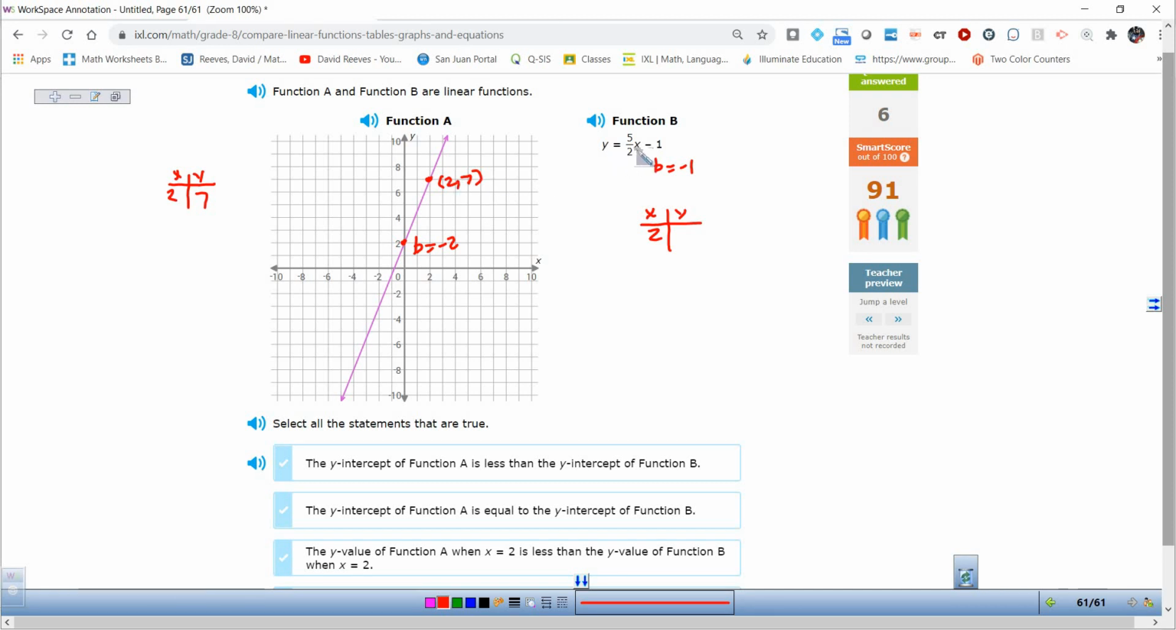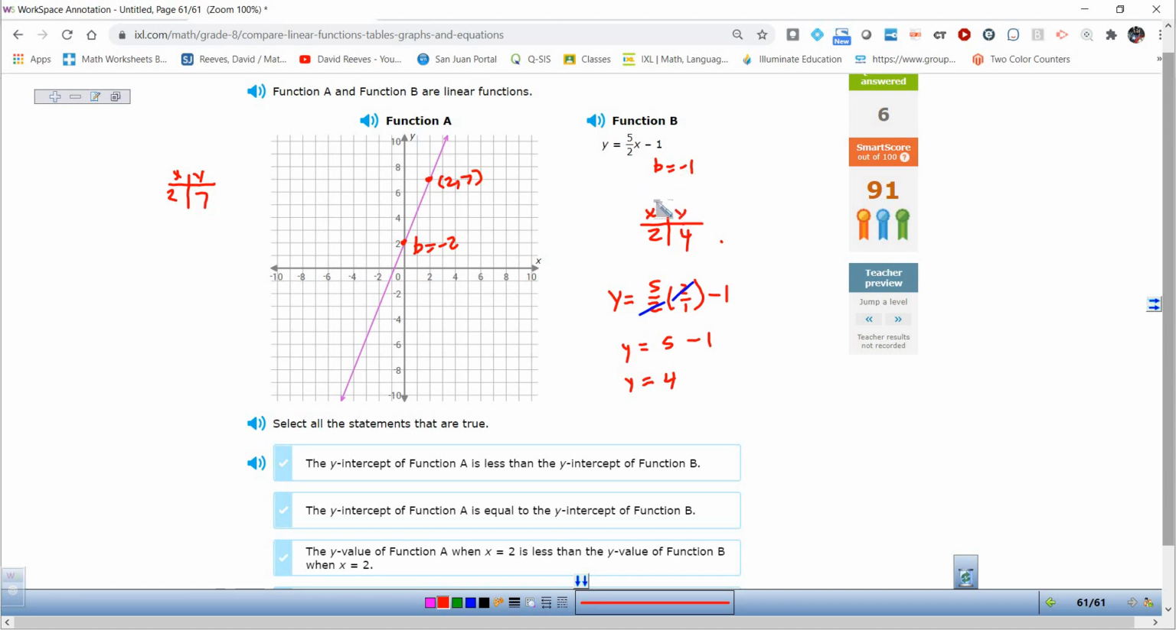Now this one, I'm going to put 2 into the equation. So y equals 5/2 times 2. I'm going to go ahead and put 2 over 1 because we're multiplying by a fraction, right? And I could either go 5 times 2 is 10, 10 divided by 2 is 5. Or if I wanted to, I could divide 2 by 2 there. Either way, I get y is 5 minus 1, or y is equal to 4. So when x is 2, y is 4.